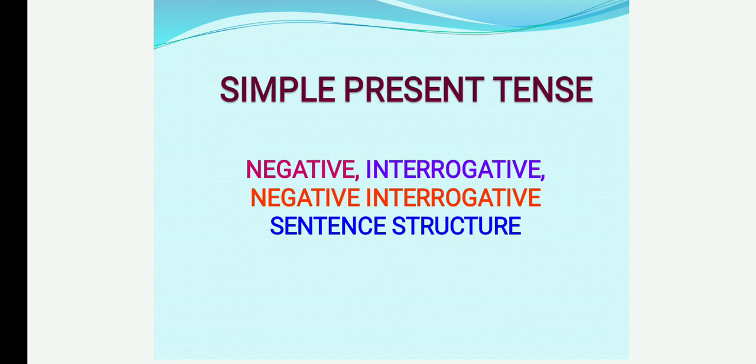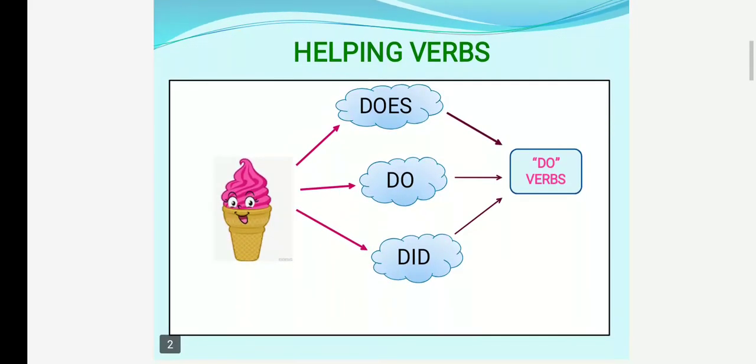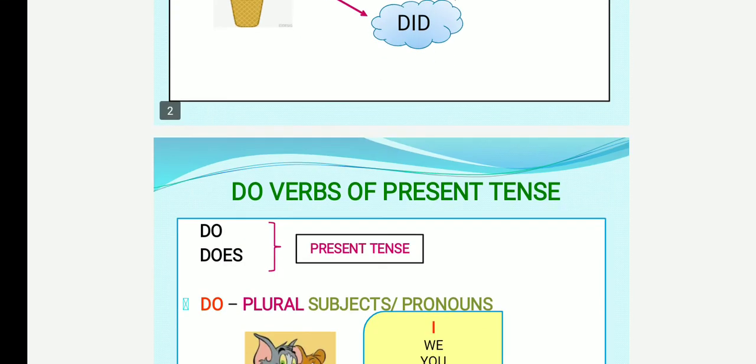Let us see. To convert a given sentence into a negative sentence, we need a helping verb. If there is no helping verb in the sentence, we have to add one. In simple present tense, we use the do verbs. We all know that there are three do verbs: do, does, and did. These are called helping verbs or auxiliary verbs.